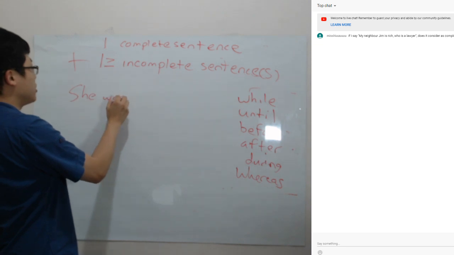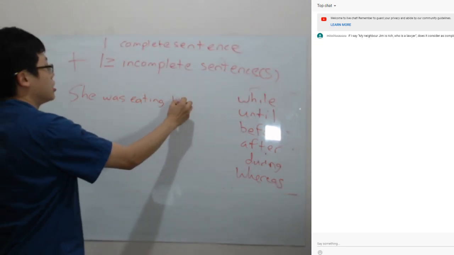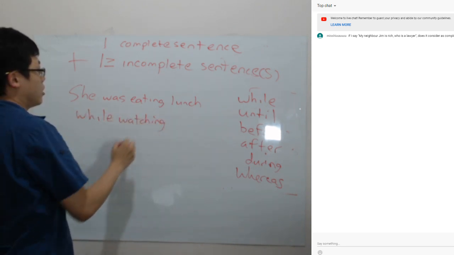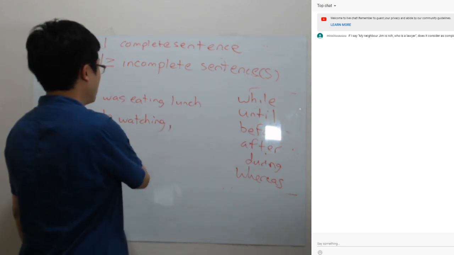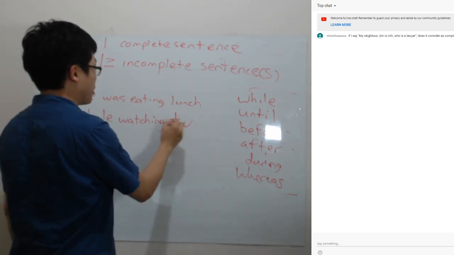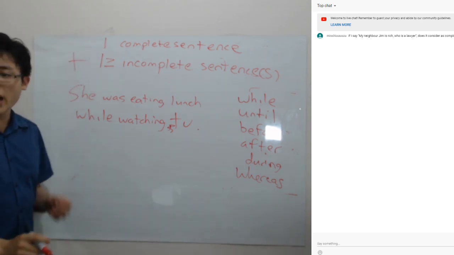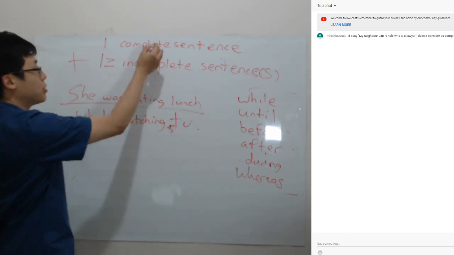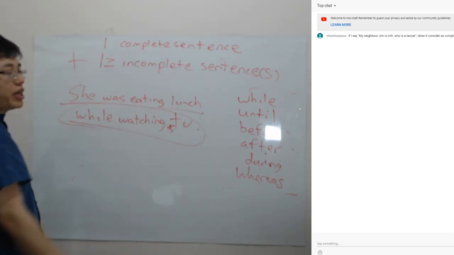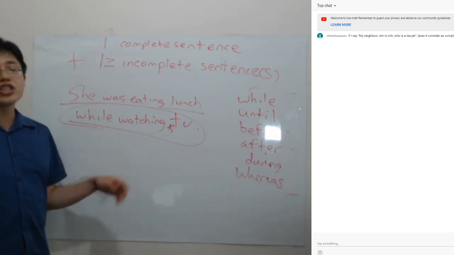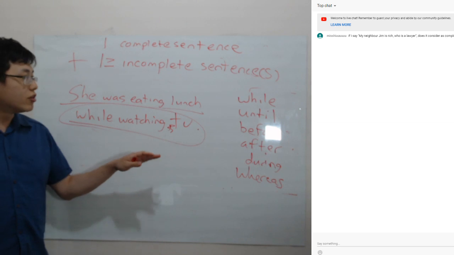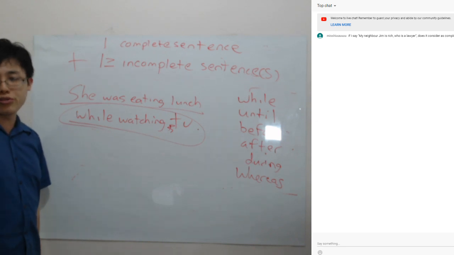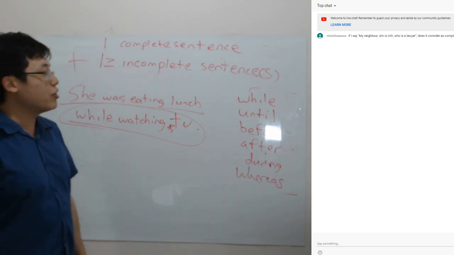She was eating lunch while watching TV. She was eating lunch while watching TV. Sorry, no comma. You'll notice here, once again, where the complete sentence is. She was eating lunch, complete sentence, while watching TV, incomplete. I cannot just say while watching TV and then finish it off. So you'll notice, just because I used while, you immediately have to make it complex. There's no choice. Okay.